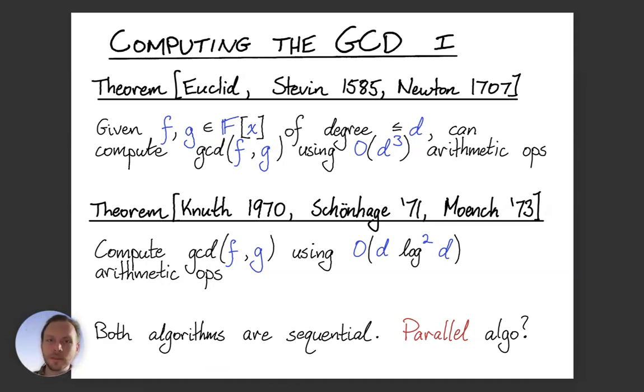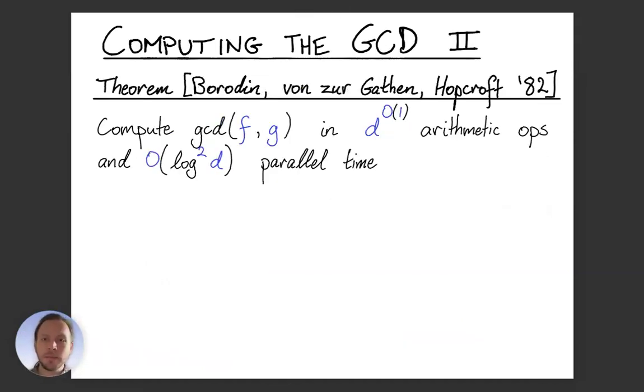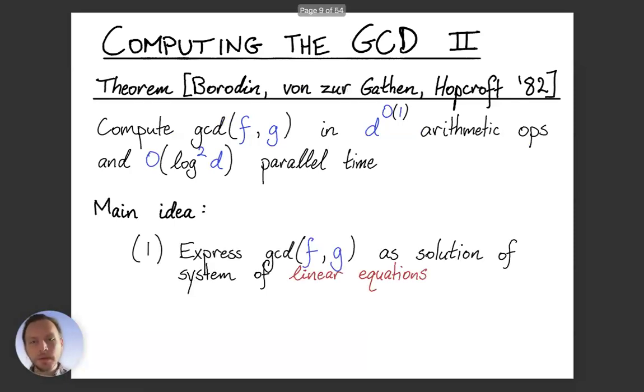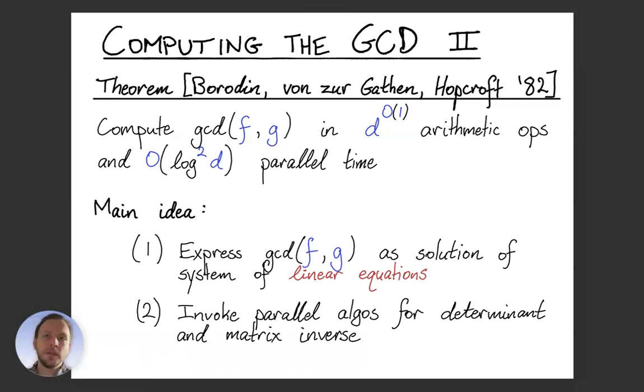If you haven't seen this before, the answer might be a little surprising. In fact, there is a fast parallel algorithm to compute the GCD. This is a result of Borodin, von zur Gathen, and Hopcroft, that the GCD can be computed with a polynomial number of arithmetic operations and in log squared d parallel time. And the idea behind this algorithm is beautifully simple. It's a reduction to linear algebra. What you do is you express the GCD as a solution to a system of linear equations, or maybe a solution to a collection of systems of linear equations. And then you invoke off-the-shelf efficient parallel algorithms for linear algebra problems, such as computing determinants and inverting matrices.